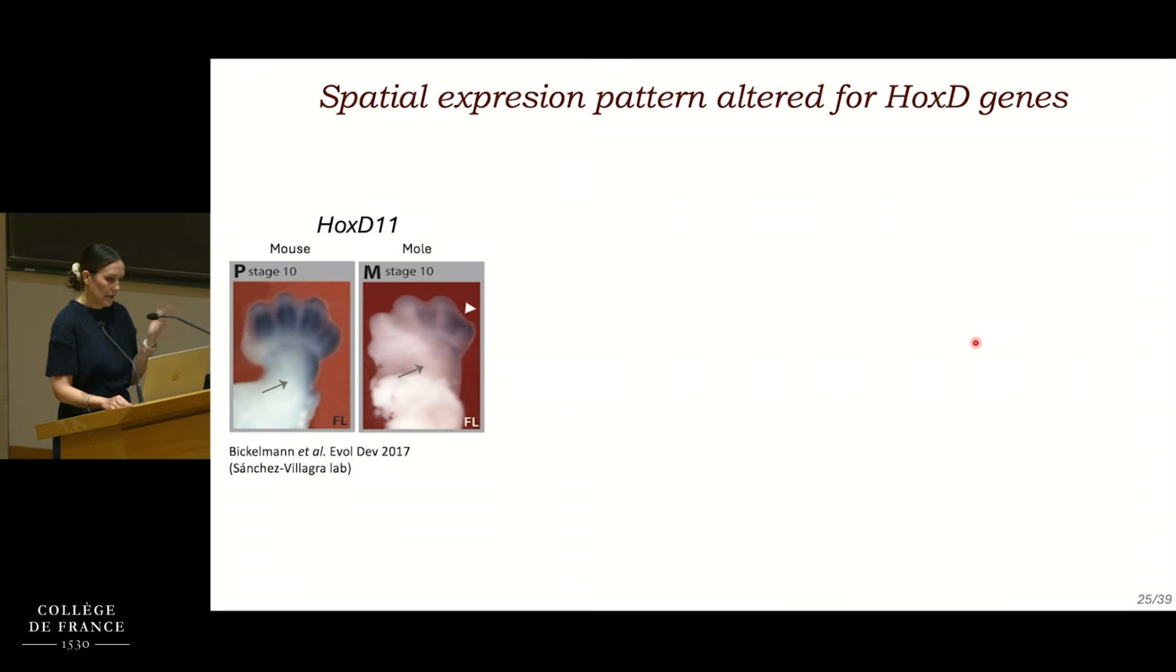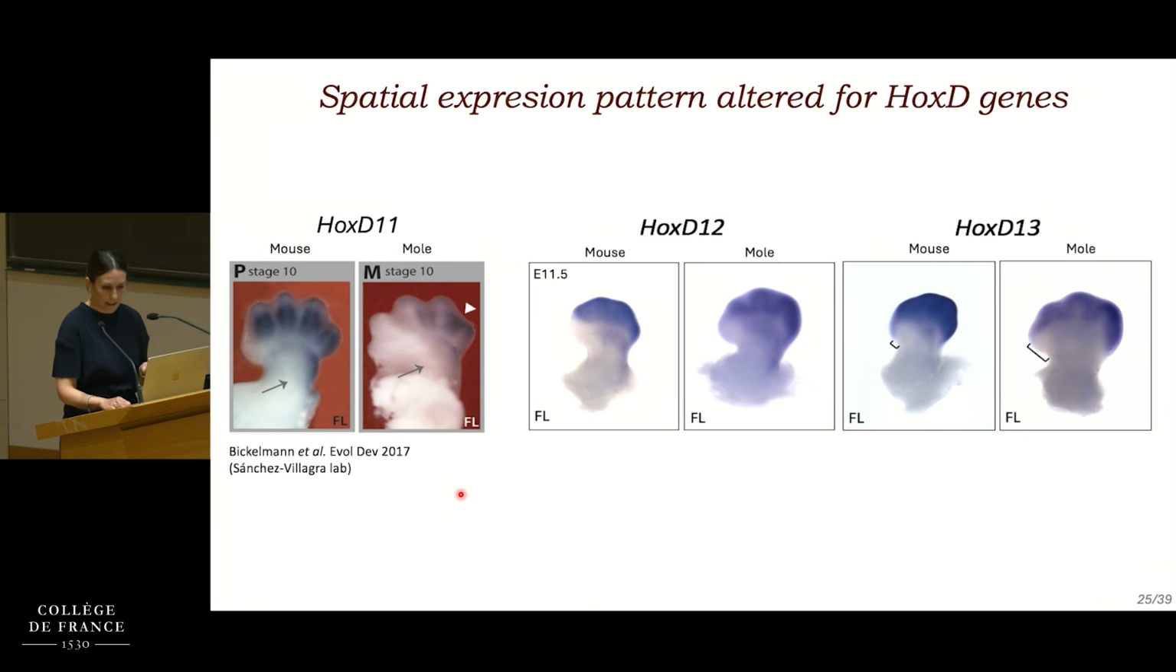And indeed, it was published some years ago that at least HOXD11 in the mole has a different pattern of expression compared to the mouse. HOXD11 was more in the posterior part, and it was a bit more absent in this region. We also performed in situ for HOXD12 and HOXD13 in the mole, and I hope that you appreciate that there are also some differences, especially for HOXD13, where the domain of no expression is larger in the mole compared to the mouse, and the region of the metacarpal seems to be more devoid of expression, or with less HOXD13 expression.